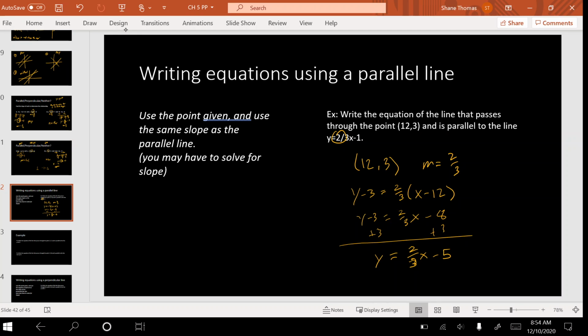I think this one's pretty simple. This is just building on what we've already been doing. You use the point that you're given, and you use the slope of the other equation. You have to be parallel to this guy, so your slope is going to be exactly the same. Does that make sense? The only thing that's different here whatsoever is just stealing this slope from here to here. Everything else is just straight review. Okay?